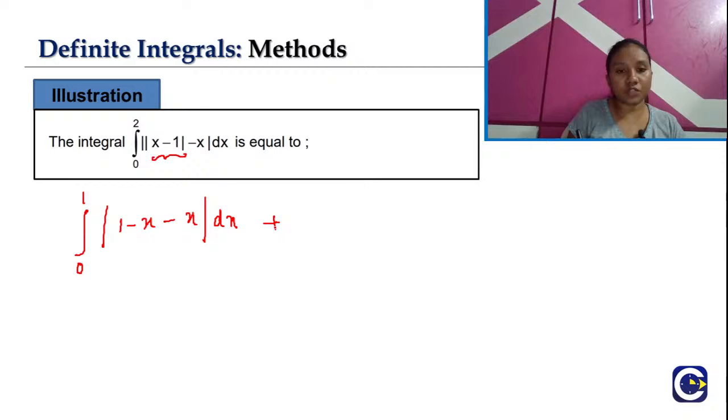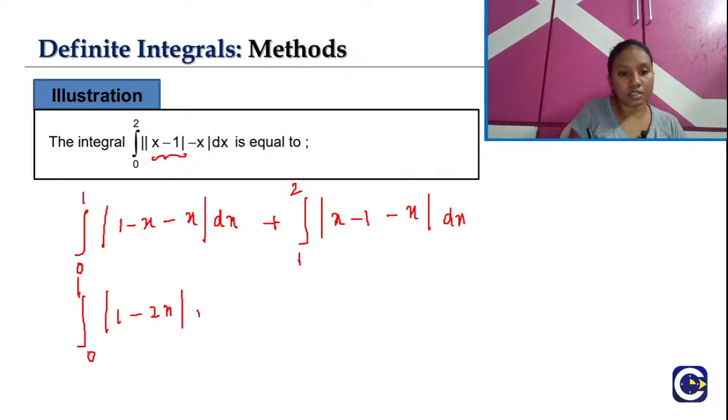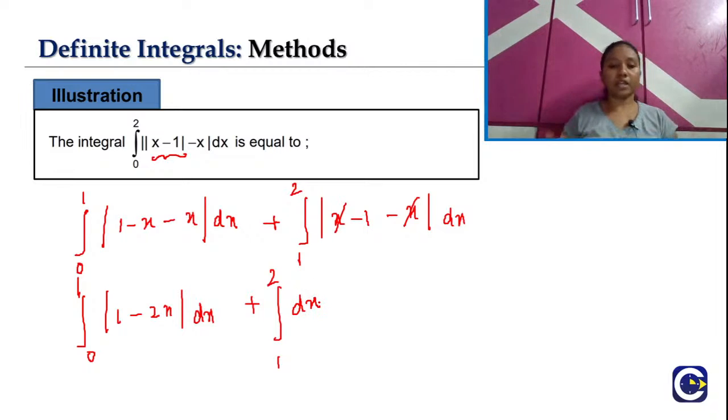Right, so the other limit will be 1 to 2. So if we take any value 1 to 2, it will be positive only. So this will be x minus 1 minus x dx. So let's simplify this. So this will be 0 to 1 modulus of 1 minus 2x dx, and here plus x and minus x will be getting cancelled. We will be having minus 1, which is 1, so 1 to 2 dx, right? So in our second bracket we are having directly a dx, so no need to simplify it.